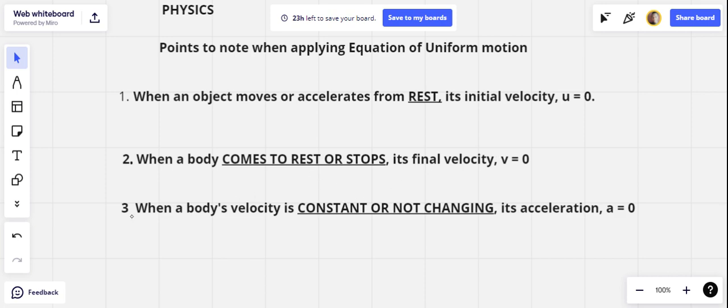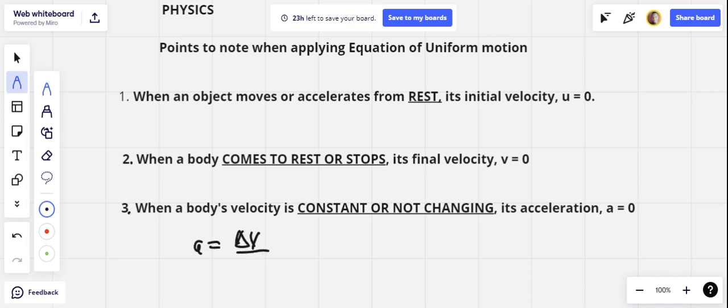Now, number three is when a body's velocity is constant or not changing, its acceleration a equals 0. You know that acceleration means what? The rate of change of velocity. So if this velocity is not changing, that means there will be no acceleration.